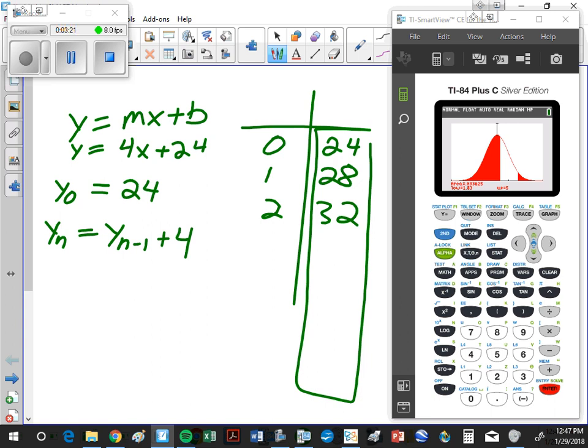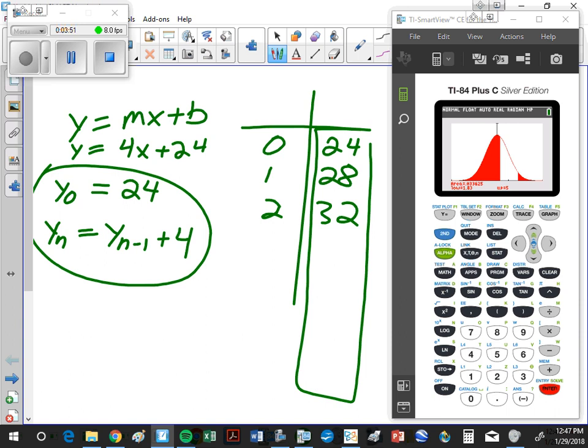Also, explicit equations can go back into the past. How many melons were on the truck 3 minutes ago? You'd plug in negative 3. 4 times negative 3 is negative 12, plus 24 is 12. Can I go backwards with this equation? No. Y sub 0 is the beginning of it. Okay? All right.